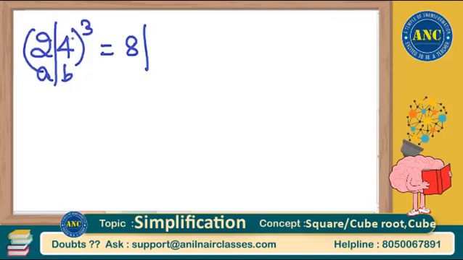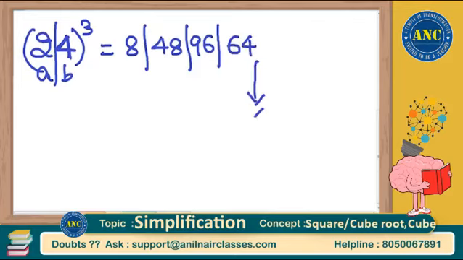3 into 4 into 4, which is 48. 3ab square: 3 into 2 is 6, 6 into 16 is 96. b cube is 4 cube, 64. Take down the unit digit 4.